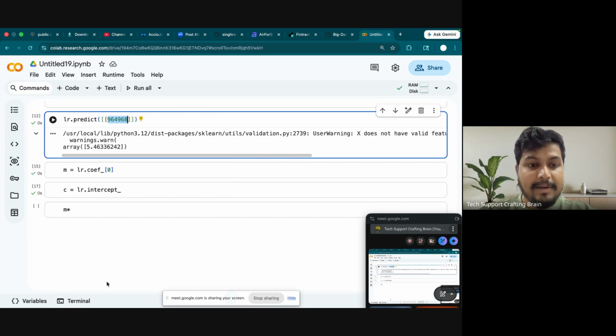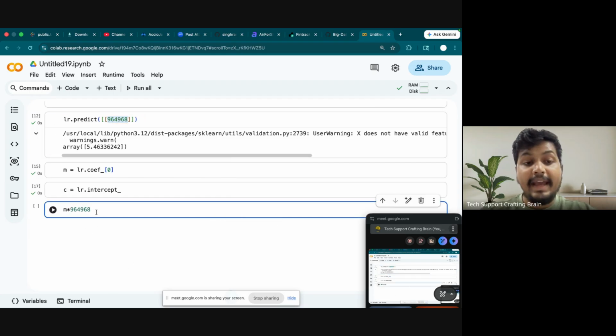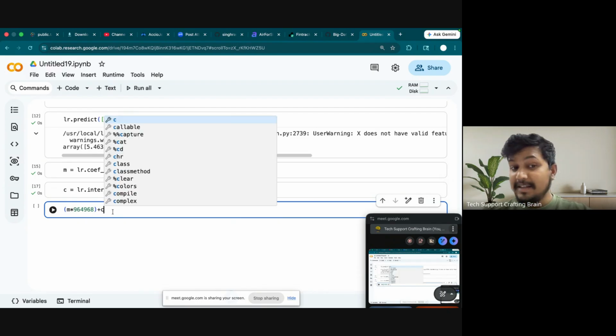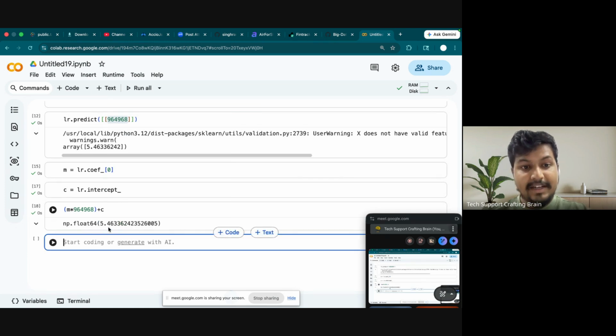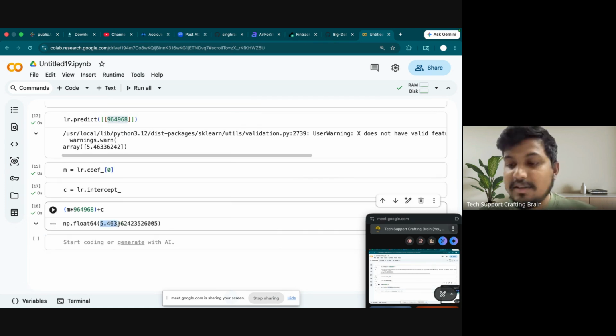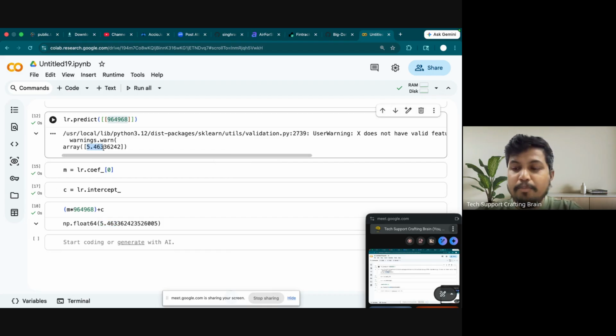9,64,968. So we'll copy and put it here. m into x, and plus c is what right now? Plus this c value that we got. mx plus c. And are we getting exactly the same value or not, guys? We're exactly getting the same value, 5.46.